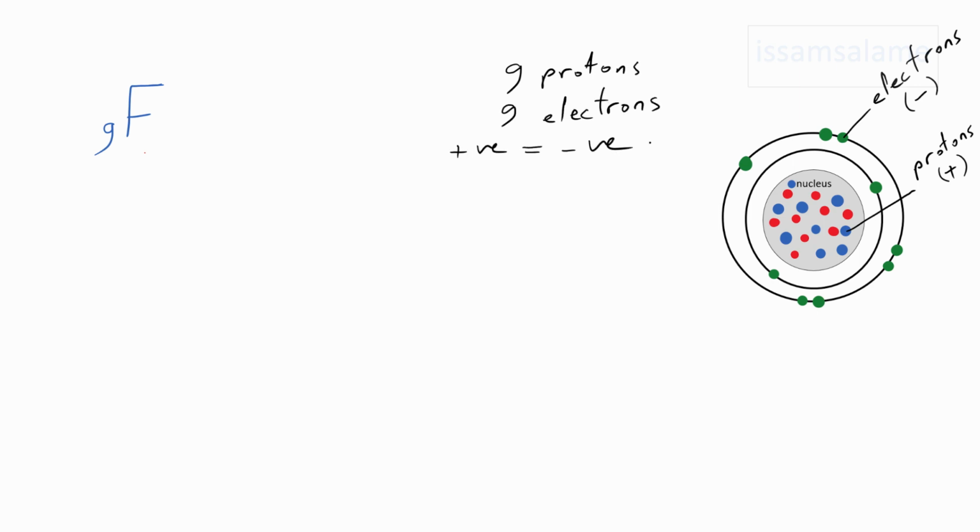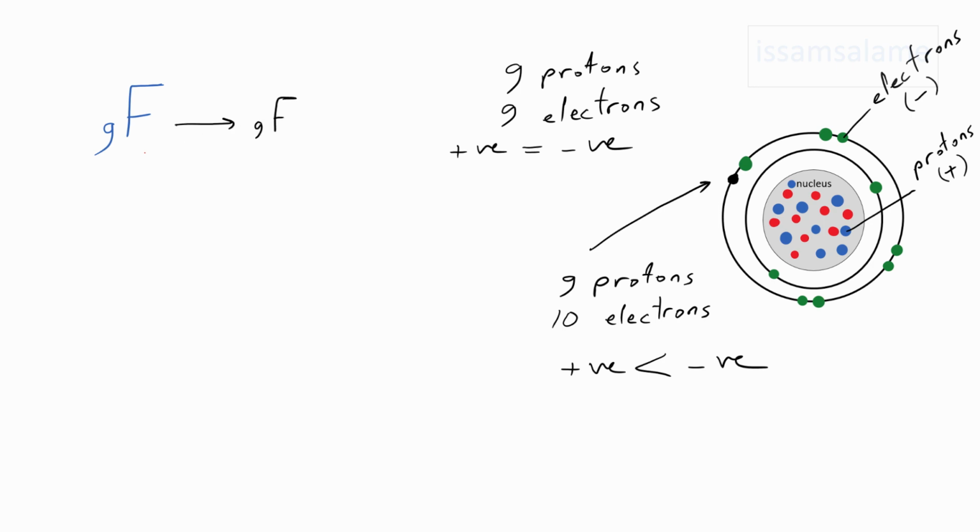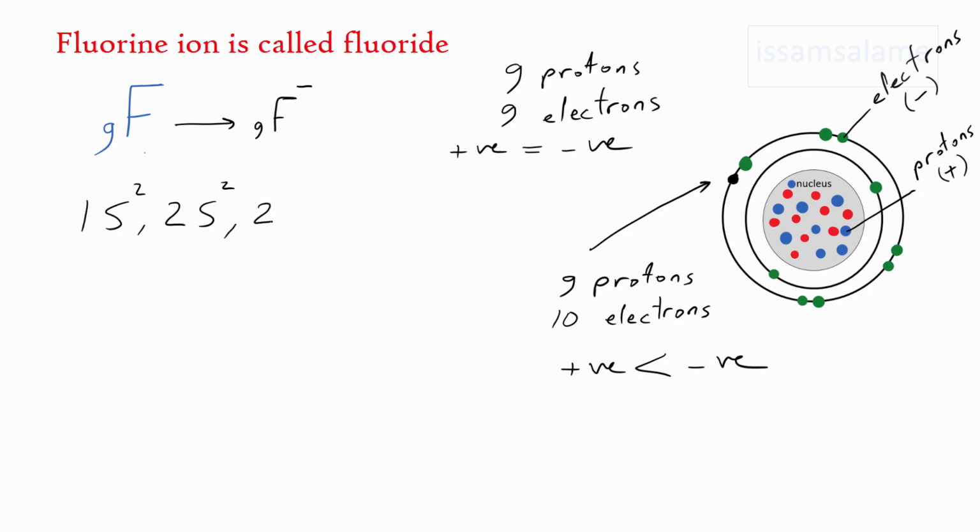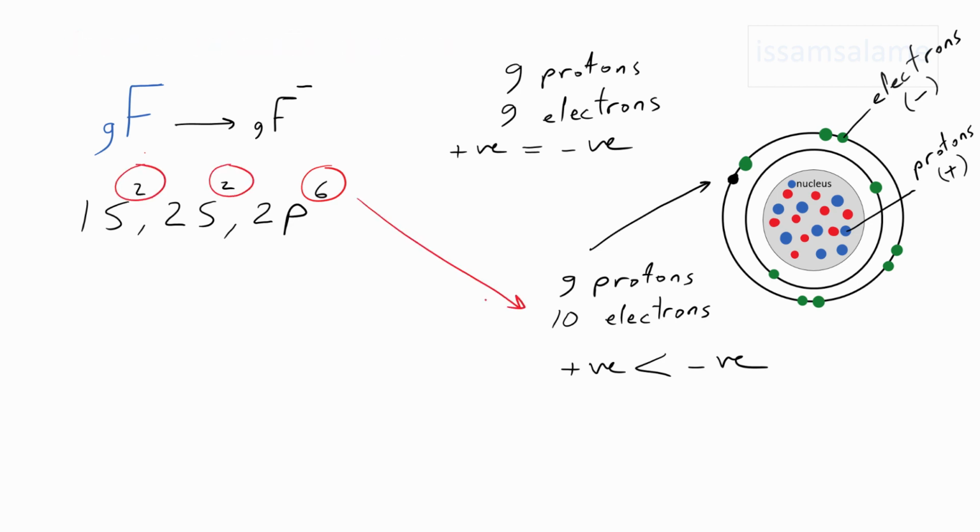For fluorine to apply the octet rule, it needs to gain one more electron. So now it will have 10 electrons with 9 protons. So now the electrons are more than the protons by 1, and the charge of the fluorine is going to be -1. And if I want to write the electronic configuration for the fluorine ion, it's going to be 1s2, 2s2, 2p6 with 10 electrons, not 9 as in the fluorine atom.